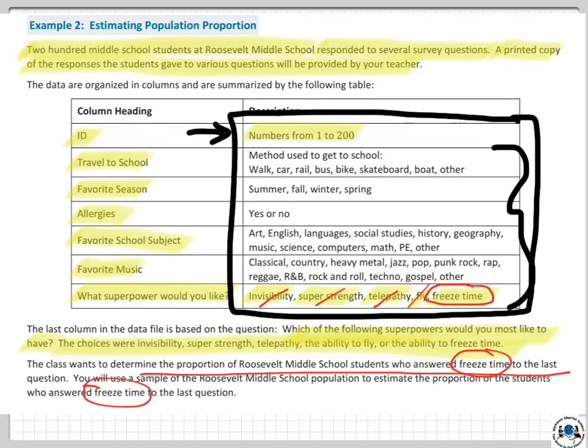We'd like to freeze time, like to stop time. That would be pretty cool. But anyway, all of those would be pretty cool in my book. Anyway, let's go ahead and get started.